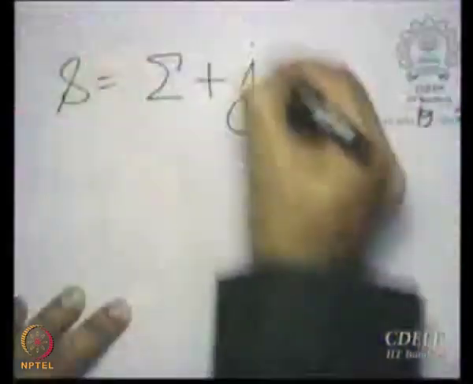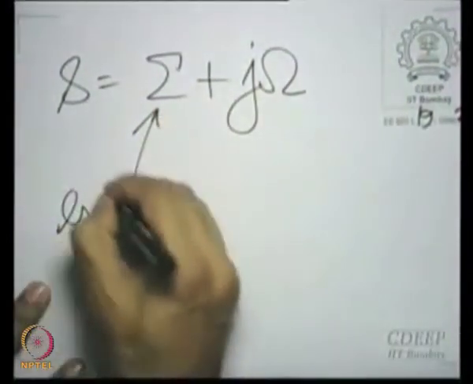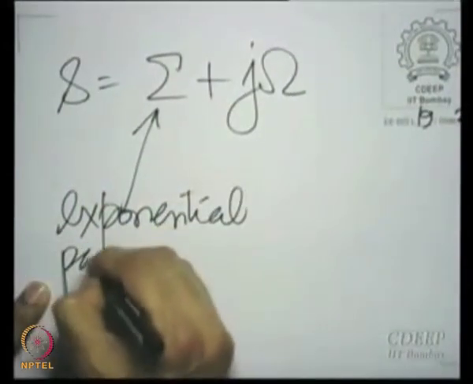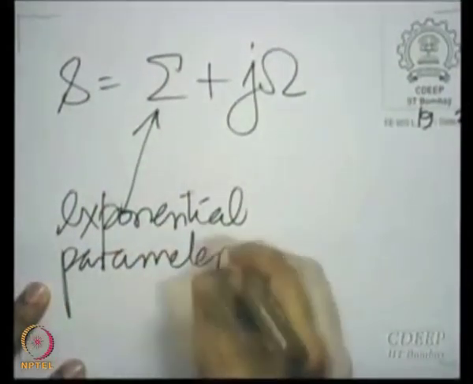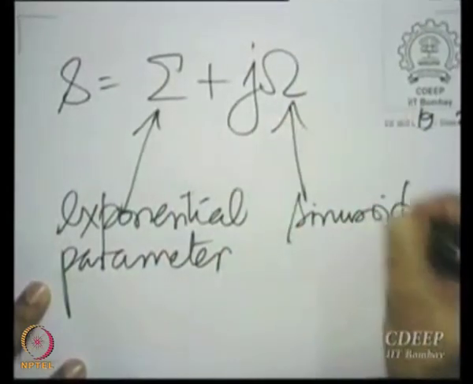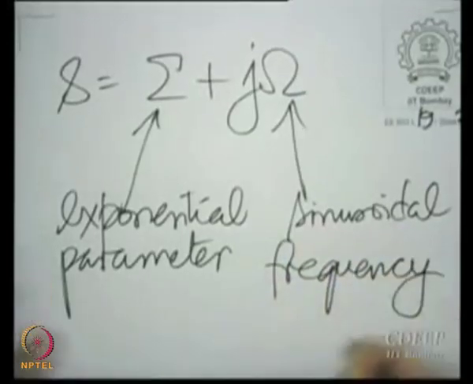Let's make a note of that. What we are saying is that if s is equal to sigma plus j omega, then sigma tells us the exponential part of the function, the exponential parameter, and omega tells us the sinusoidal frequency. Of course, angular frequency, if you please. That's another way to interpret this.